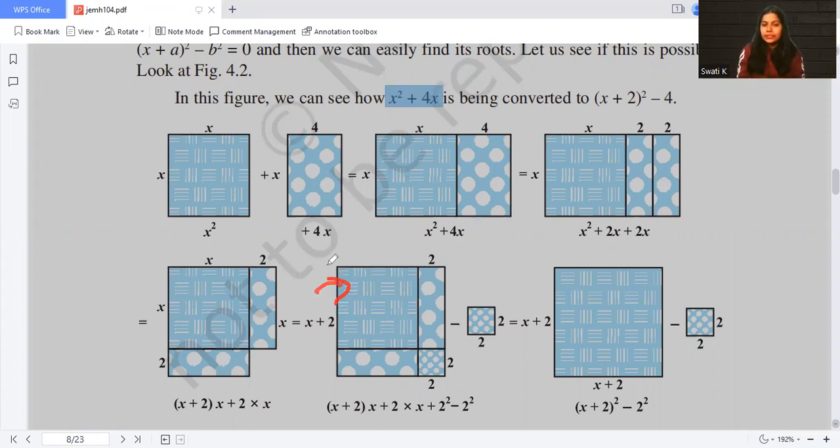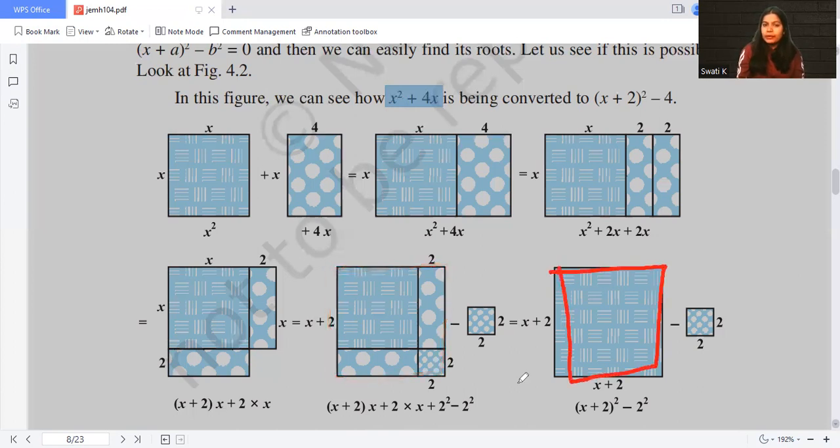So as I said, here what they have done, they have added something here, and just to balance it out, they have subtracted as well. All right. Now, see, basically it was this part which they have written till here. And then because they have added here 2 square, they have subtracted also.